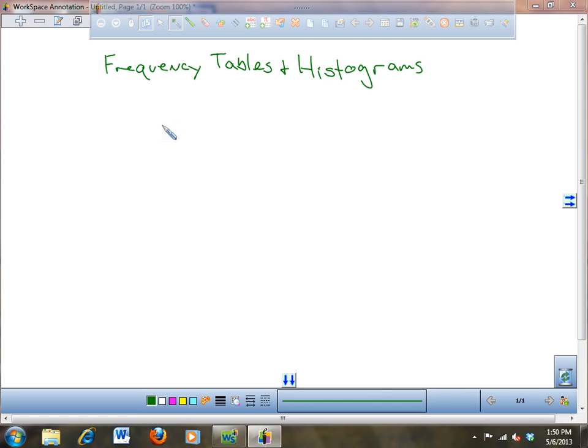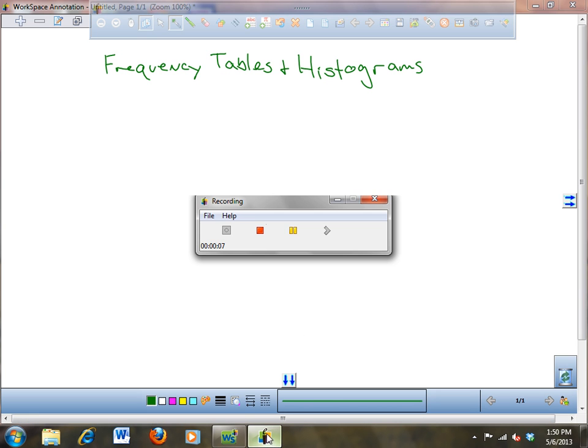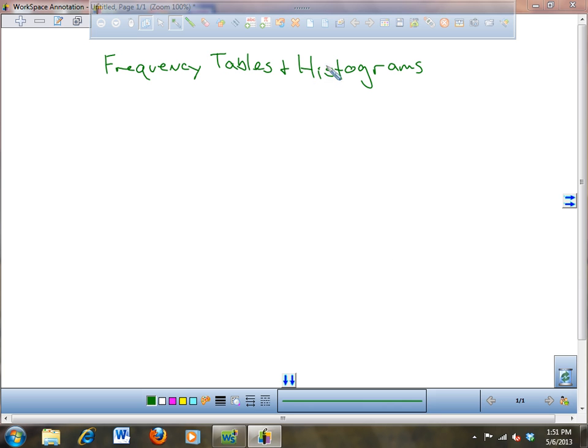Anyway, so we're learning today about frequency tables and histograms. Frequency tables are a way to represent a set of data.